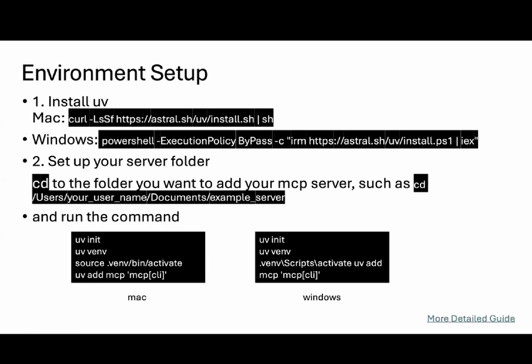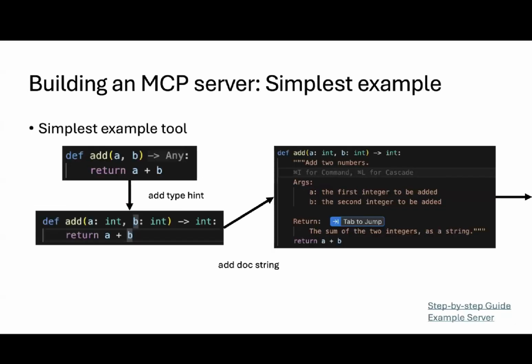This tutorial is just adding the highlights, to walk you through the key steps. But if something is confusing, you can go to the more detailed guide. Basically, once you have UV, you go to the folder where you want to put your MCP server, where you create a local folder, and then you init and set the virtual environment, and then you add MCP. Once you add MCP, you can start writing.